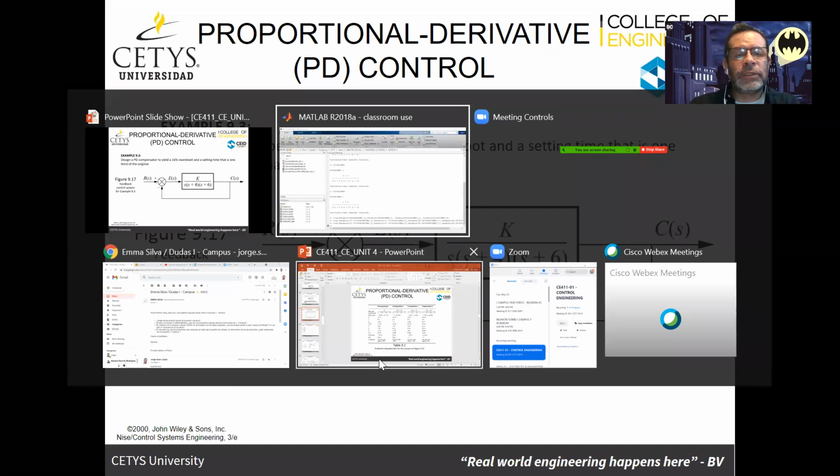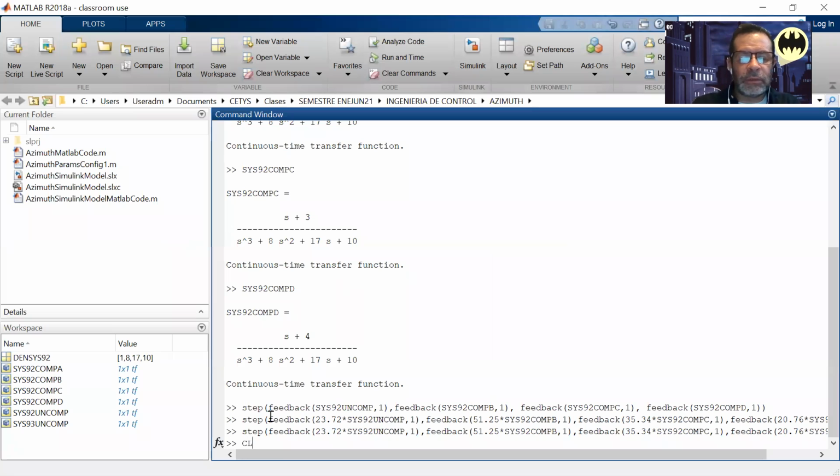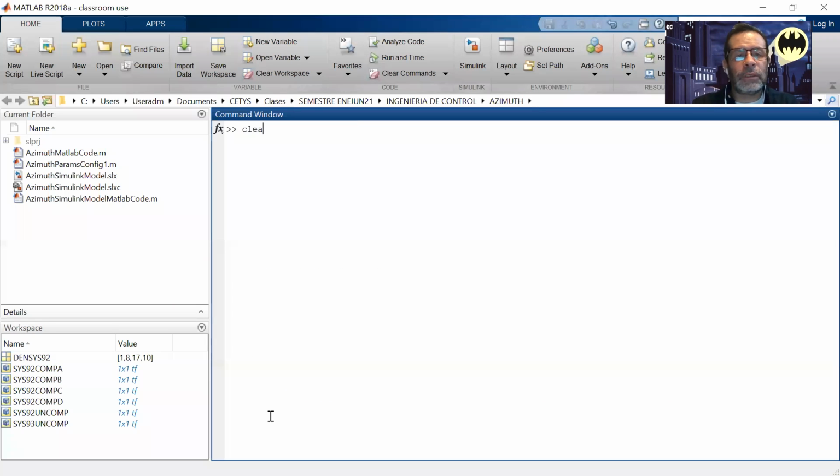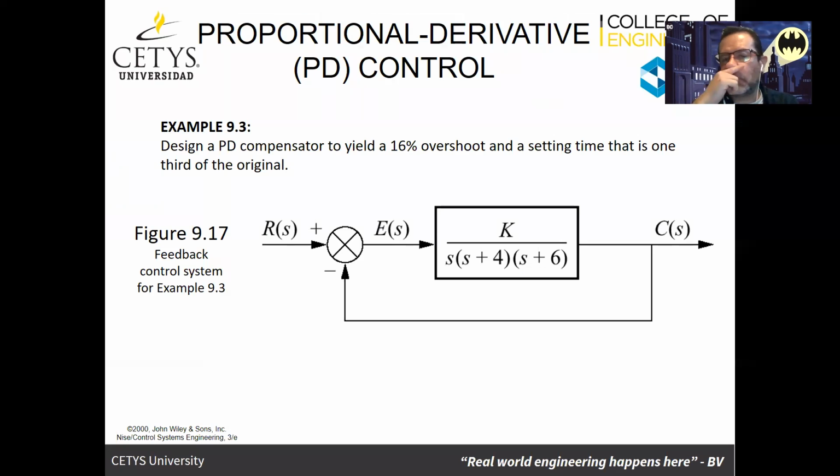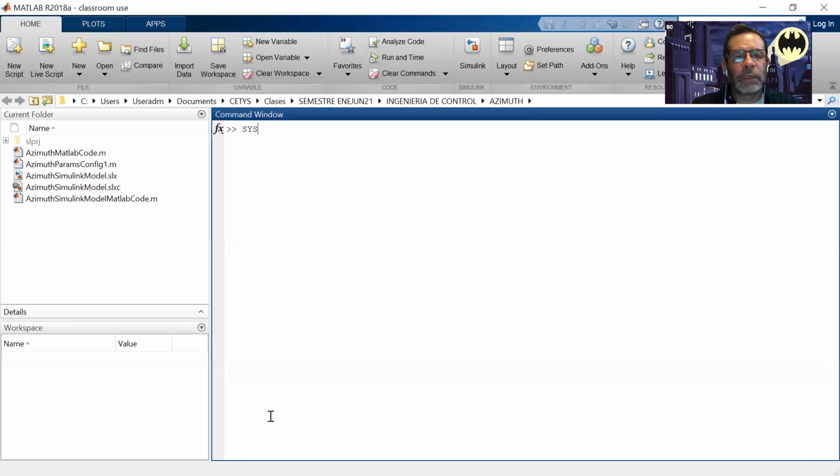Let's jump over here to Matlab. I'm going to do a clc and clear all. There we go. And I'm going to define this system. I'm going to call this sys93 uncompensated, and this is going to be the transfer function.